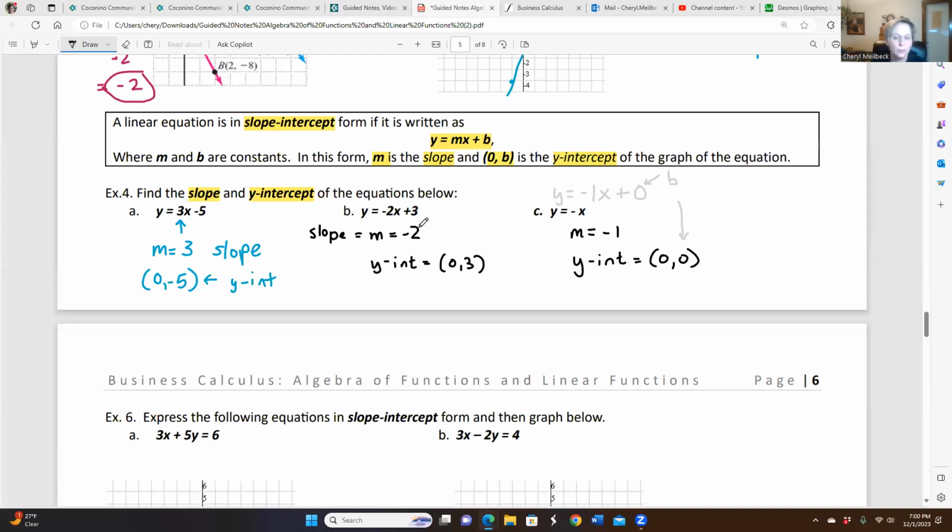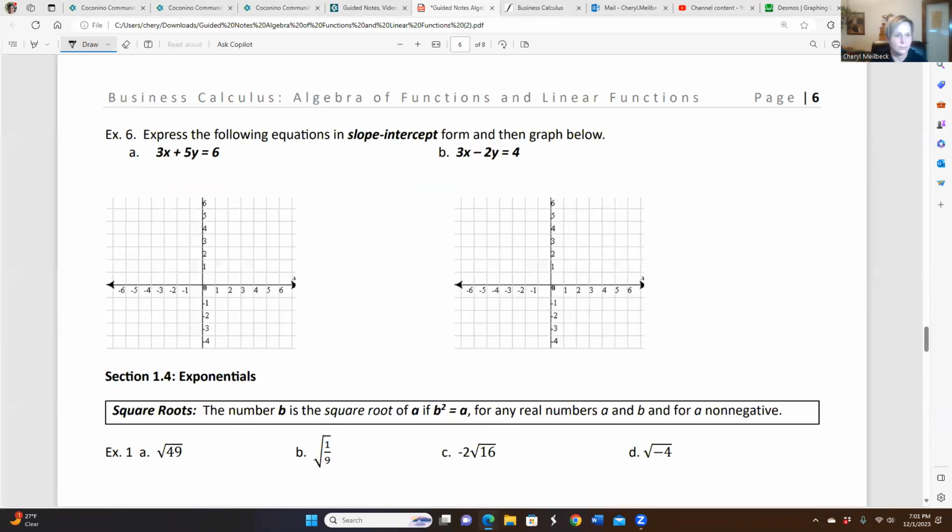So on B, we get our slope is -2, and our y-intercept is 3. So we write that as (0, 3). And on C, it's not written, but y equals -x is the same as y equals -1x plus 0. So our slope is -1, and our y-intercept is (0, 0). Let's go on to some more examples and graph some lines.